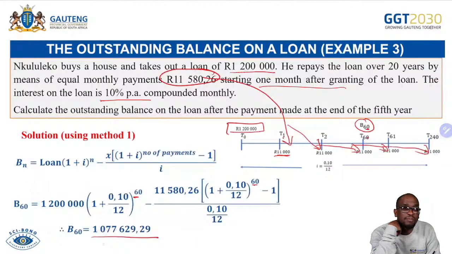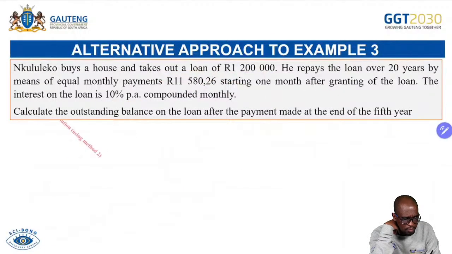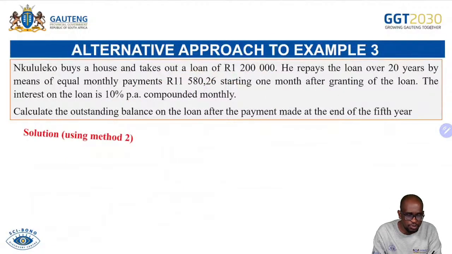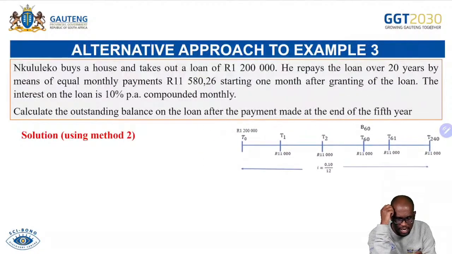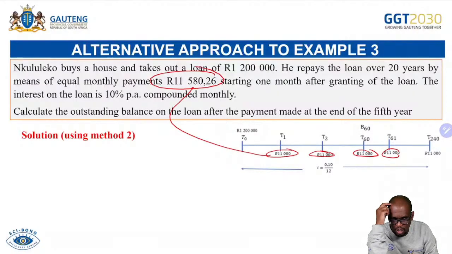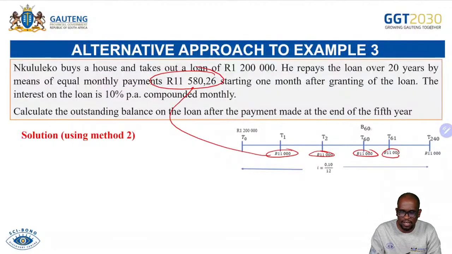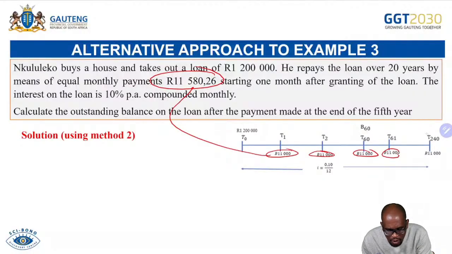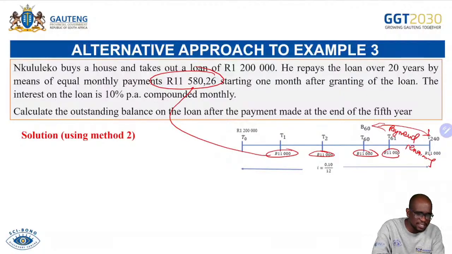All right. Let's look at method 2. Method 2, we are going to be using what? The outstanding balance, using the remaining payments. So we bring in the timeline. Still here, we have to change these monies to this one. Then we want the balance after 60 months. So we're going to check how many payments remain. We have to get how many payments still remain or are outstanding.